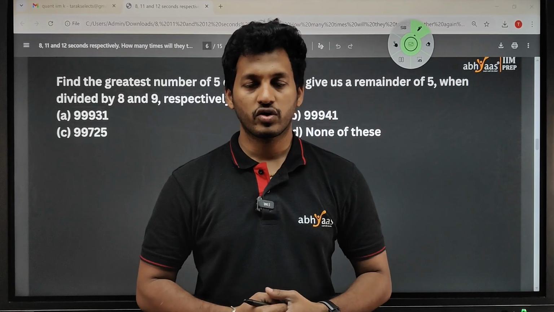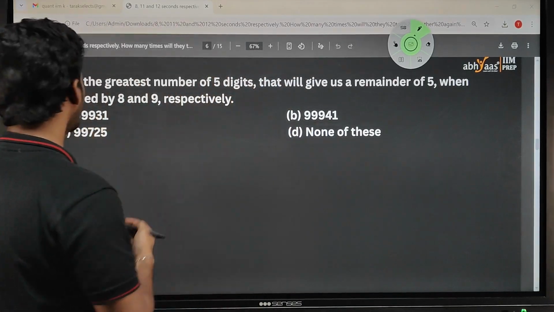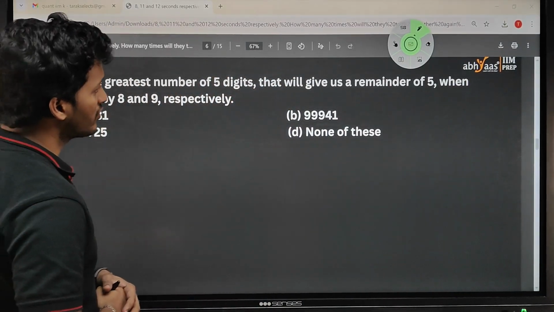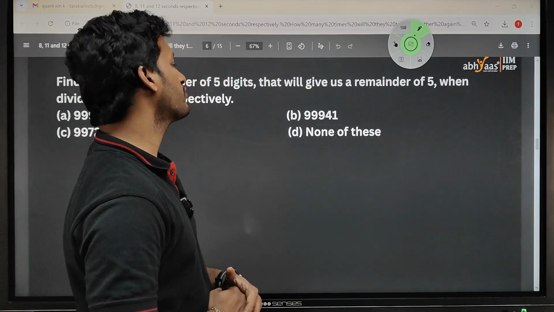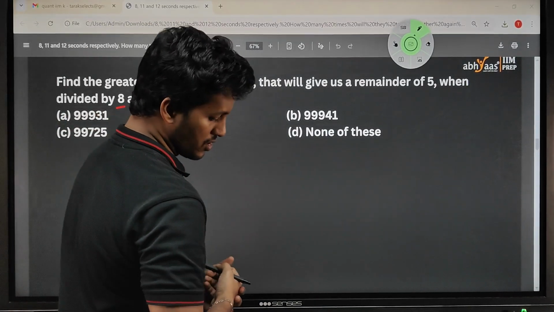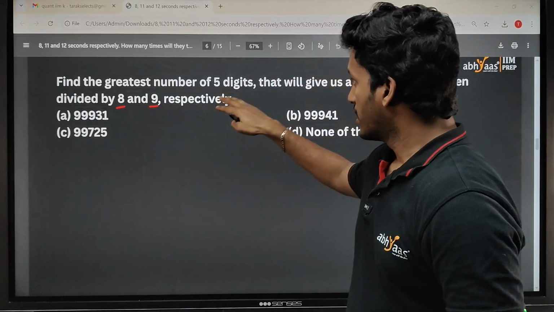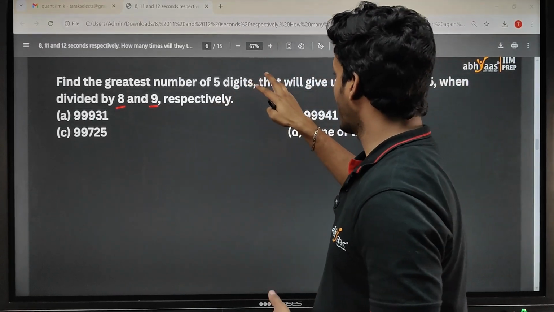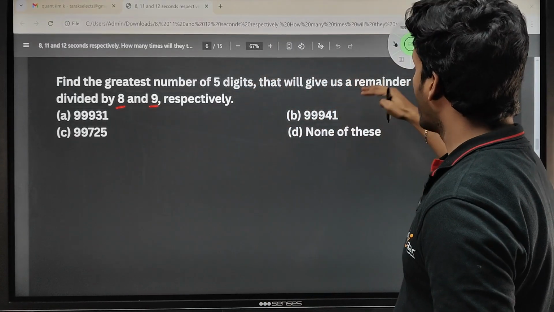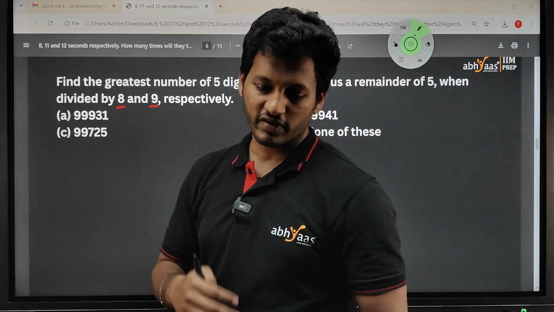Okay, now we are going to continue with other models in LCM. So what are they? The first model: the greatest number of 5 digits that will give us a remainder of 5 when divided by 8 and 9 respectively. The other model would be, they'll ask to find the greatest number that will give multiple remainders when we divide with multiple numbers. So we will see one by one.